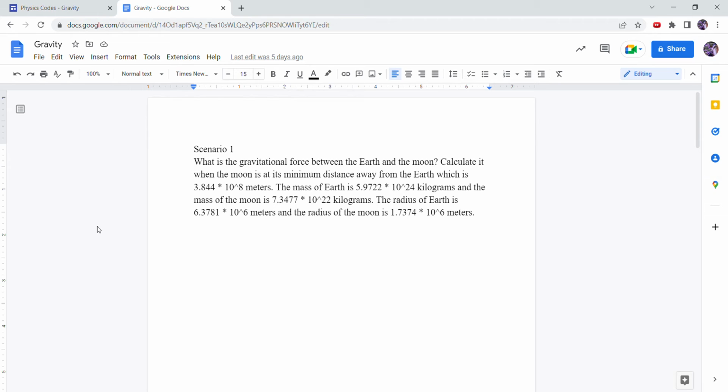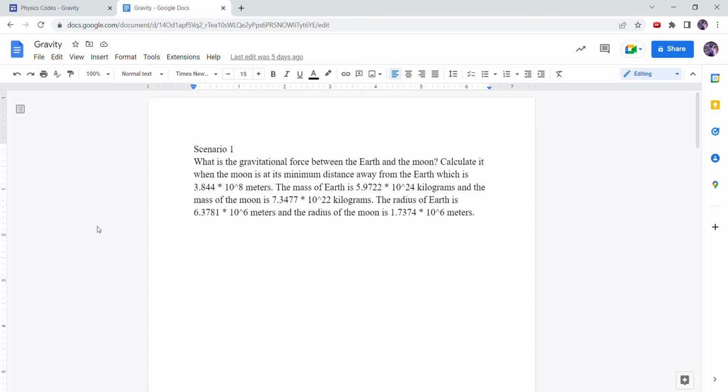Scenario 1. What is the gravitational force between the Earth and the Moon? Calculate it when the Moon is at its minimum distance away from the Earth, which is 3.844 times 10 to the 8th meters. The mass of Earth is 5.9722 times 10 to the 24th kilograms, and the mass of the Moon is 7.3477 times 10 to the 22nd kilograms. The radius of the Earth is 6.3781 times 10 to the 6 meters, and the radius of the Moon is 1.7374 times 10 to the 6 meters.